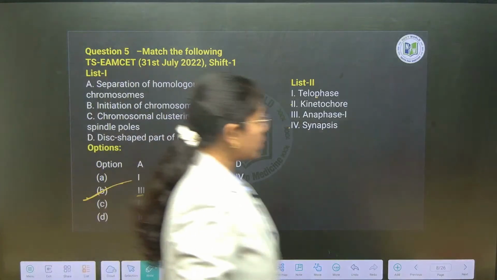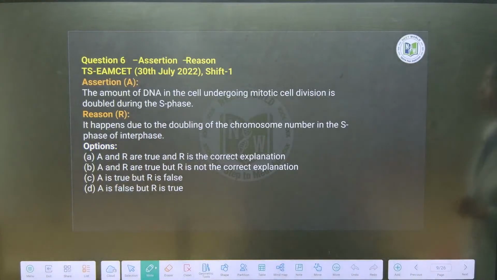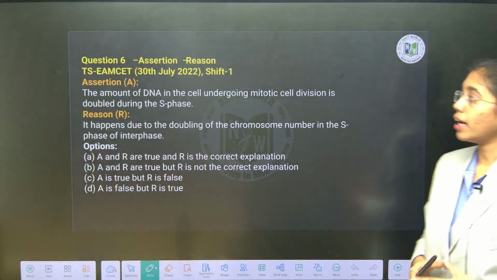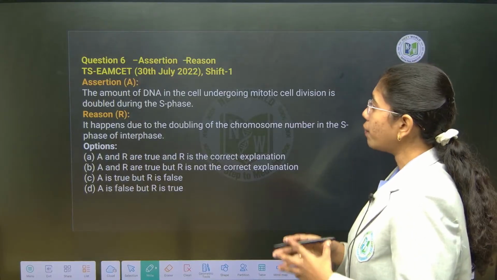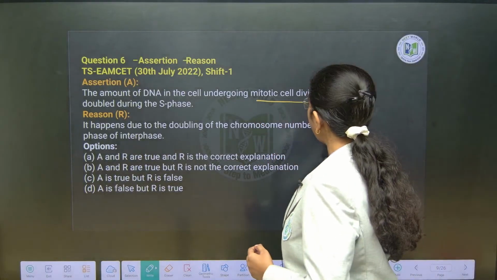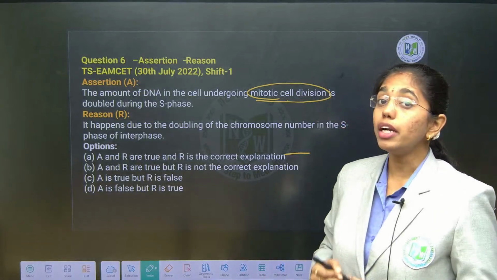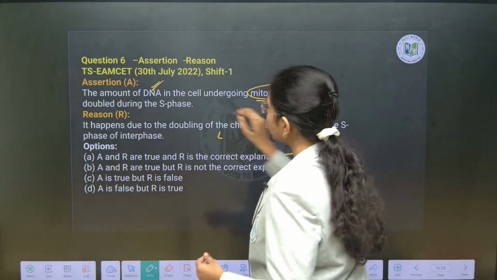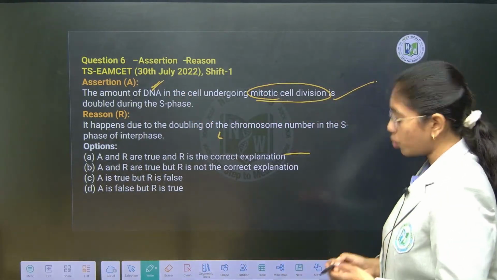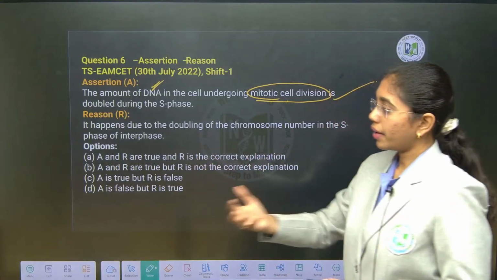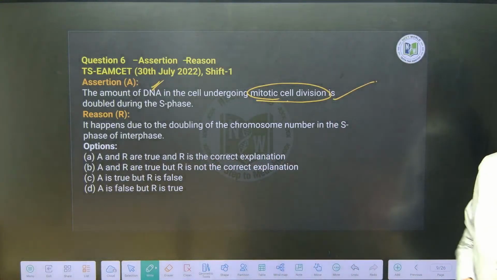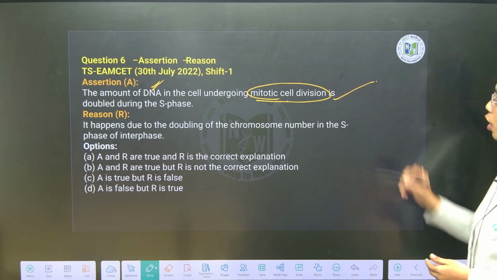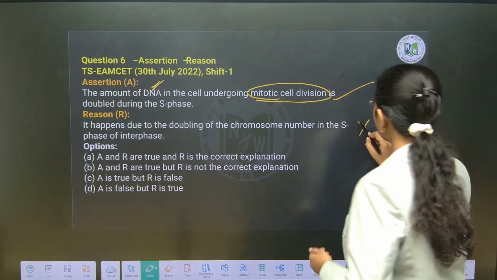Yeah. Next we will move on to this question, which is again an assertion reason based question. In the assertion, the amount of DNA in a cell undergoing mitotic cell division is doubled during the S phase. Yes, right, the amount of DNA is doubled during S phase. So the assertion is true. And then the reason says it happens due to doubling of the chromosome number in the S phase of interphase. Wrong, because in S phase what happens?